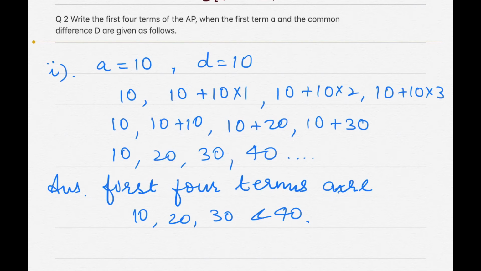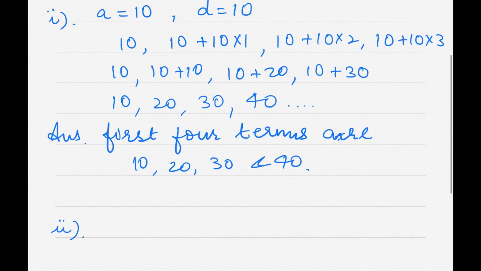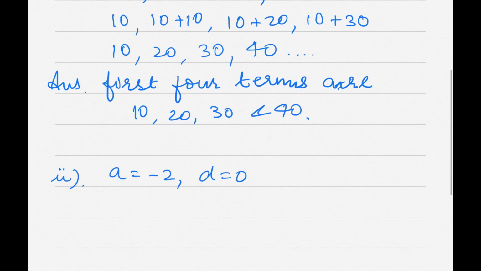Okay, so that's done. Now let's move to the second part of the question. A is given, and the first four terms are asked, so that's fine. The second part says A is equal to minus 2 and D is equal to 0. So all my terms will be the same because the common difference is 0. You might be wondering, can we have a common difference of 0 also? Yes, we can, then all terms will be the same.